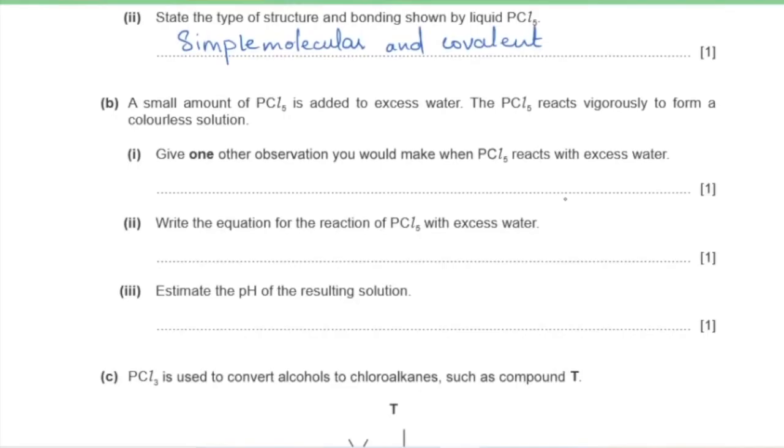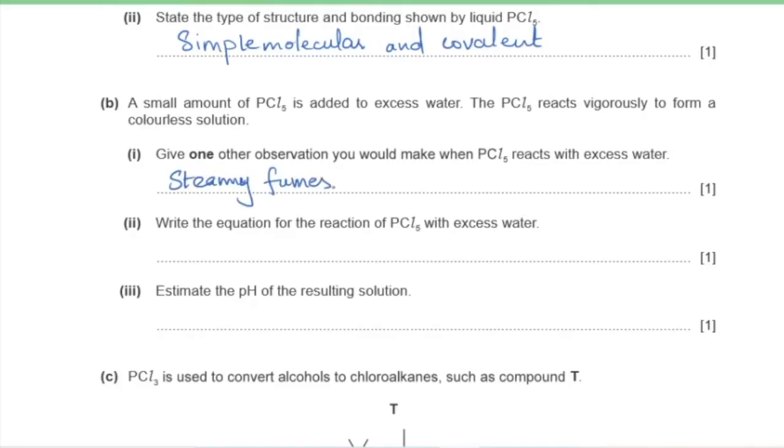Part B, a small amount of PCl5 is added to excess water. The PCl5 reacts vigorously to form a colorless solution. Give one other observation you would make when PCl5 reacts with excess water. So PCl5, when added to H2O, gives H3PO4, that is phosphoric acid, as well as HCl, that's hydrochloric acid, and that's the colorless solution they're talking about. The other observation would be steamy fumes when this reacts vigorously with water.